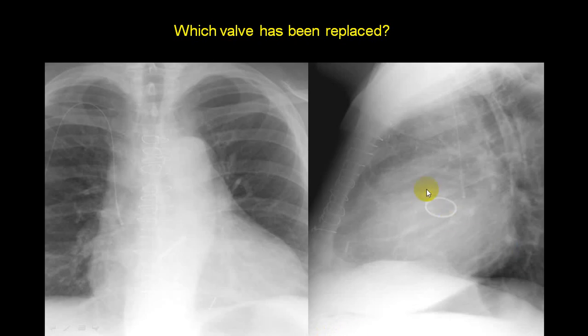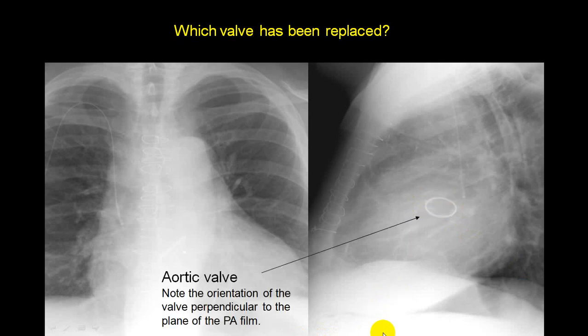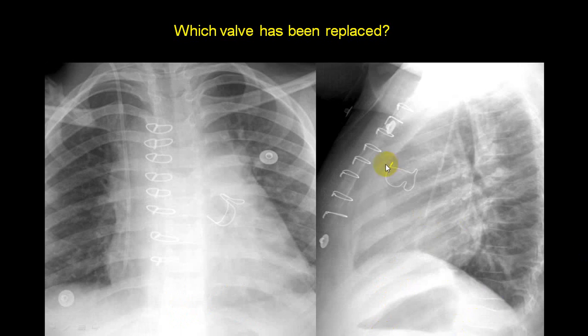Now you can see this particular valve in a lateral view. If you look like this, this is the aortic valve. This is an aortic valve replacement, and this is a bioprosthetic valve shape. These are sternal sutures. Is it clear? And these are not foreign bodies inside the chest. These are the buttons for monitoring.